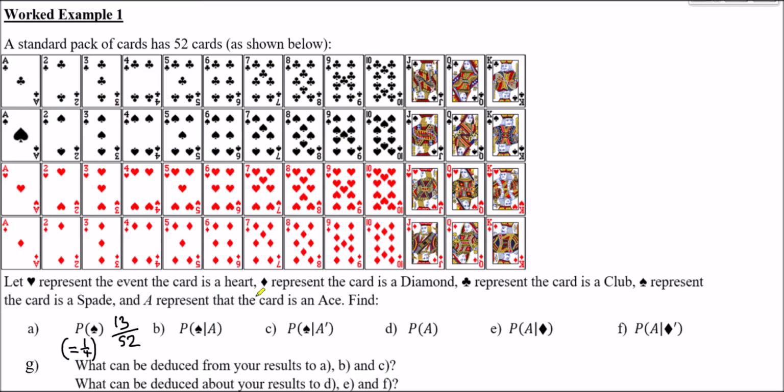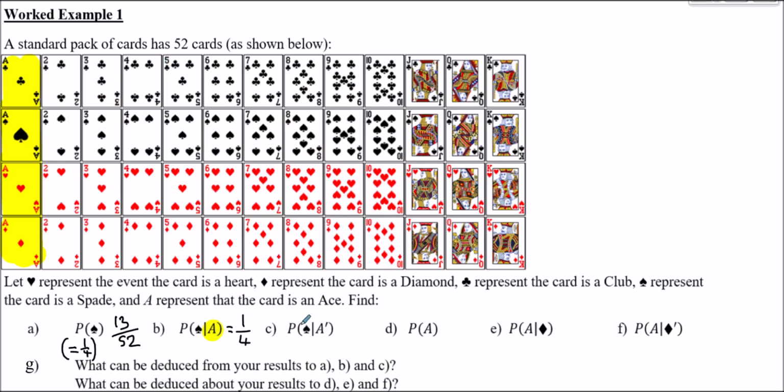So if I narrow it down to just the aces, if I just look here, out of those 4 aces, what's the chance that it's a spade? Well, only 1 out of 4 aces is a spade. So the probability of selecting a spade, given that it must be an ace, is that 1 ace of spades out of the 4 aces in total.